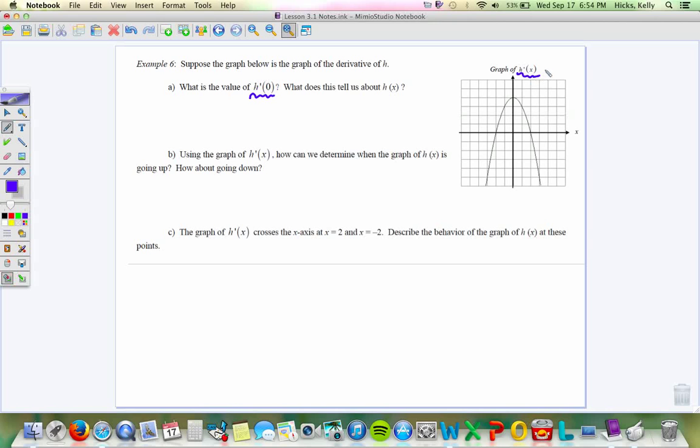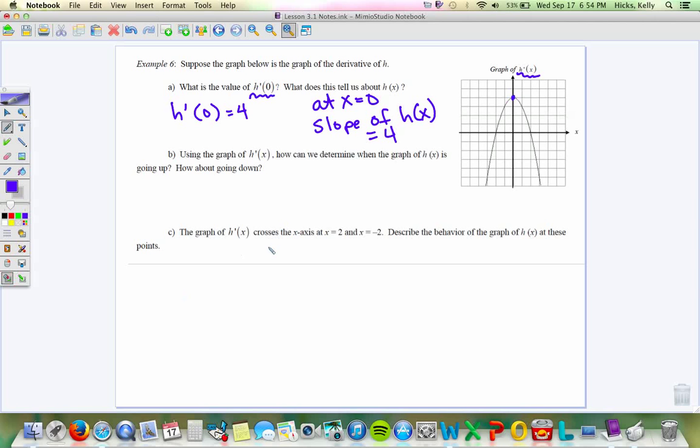Okay, well, h prime of 0, this is a graph of h prime of x, so don't let that confuse you. H prime of 0 is simply your h prime value when x is 0. So that's just simply this point right here. So the answer for that would just be h prime of 0 equals 4. What does that tell us about h of x? Well, it tells us that at x equals 0, the slope of h of x is going to equal 4.